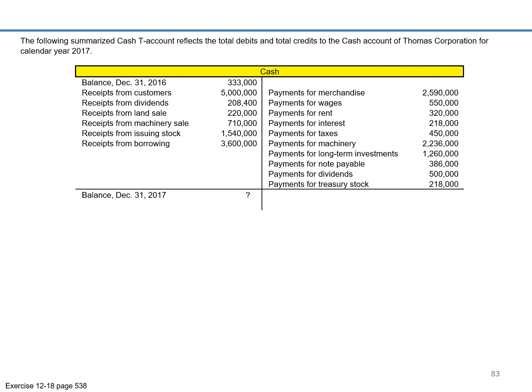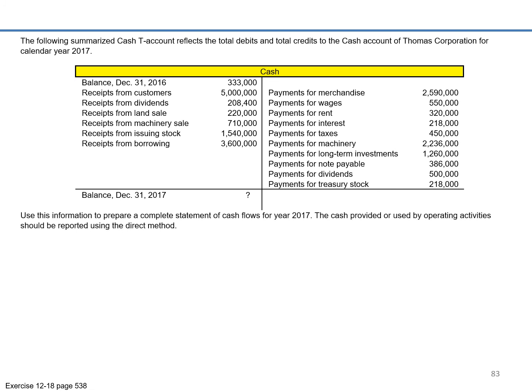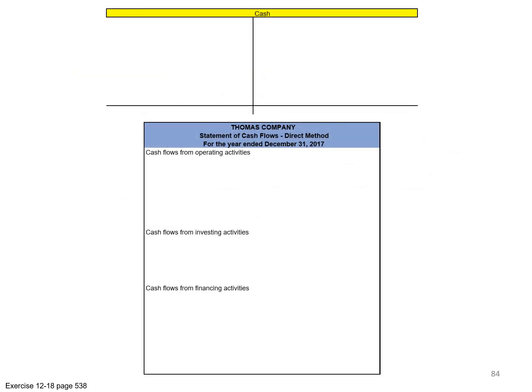All right, exercise 1218. So the following summarized cash T account reflects total debits and credits to the cash account. They want us to complete the statement of cash flows for 17, with cash provided or used by operating activities reported using the direct method. I don't know why I can't get that highlight to go away, so sorry about that. All right, so they told us we started at 333,000. So beginning balance cash 333.